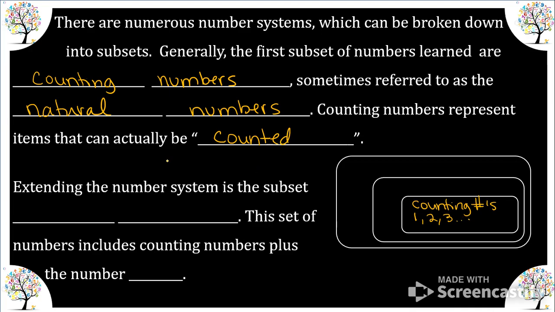Extending the number system is the subset of the whole numbers. That's going to be our second subset. This subset includes the counting numbers 1, 2, 3, plus the number 0. That's what distinguishes the whole numbers and the counting numbers. Whole numbers are 0, 1, 2, 3, and so forth.